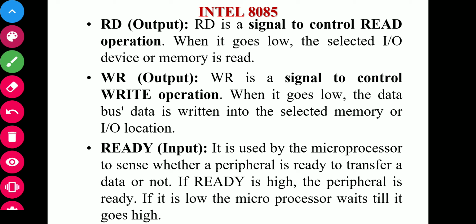The next, ready. It is used by the microprocessor to sense whether the peripheral is ready to transfer data or not. If ready is high, the peripheral is ready. If it is low, the microprocessor waits till it goes high.